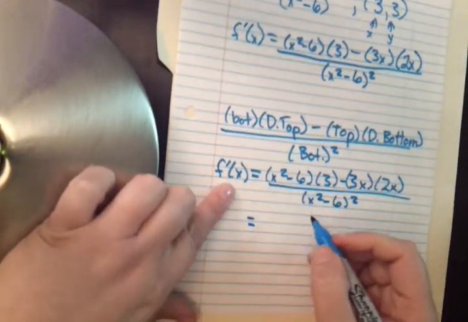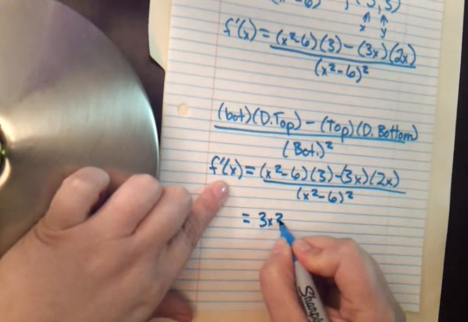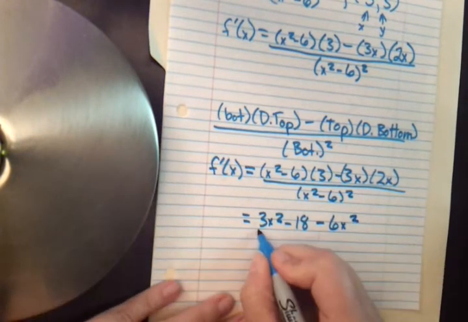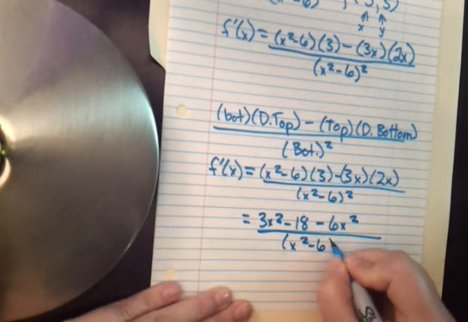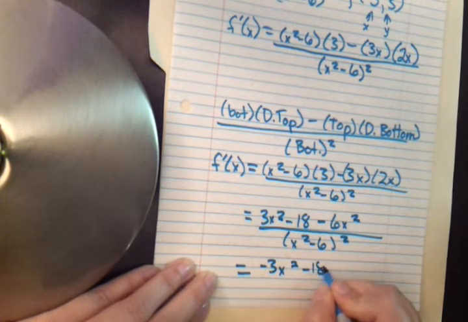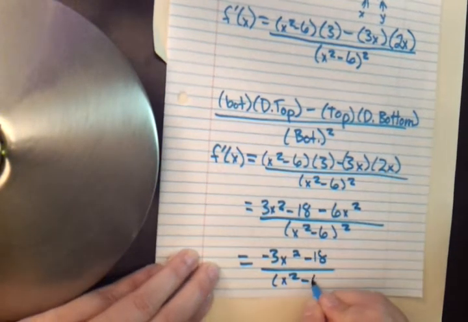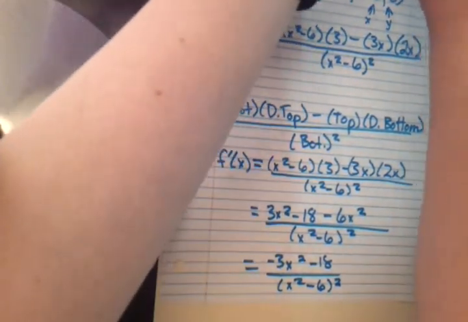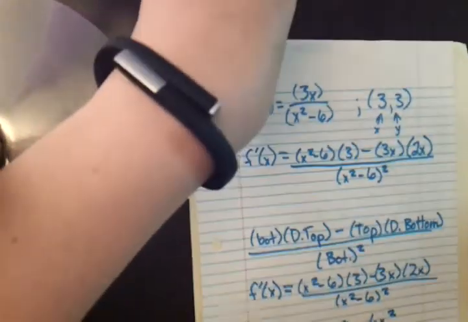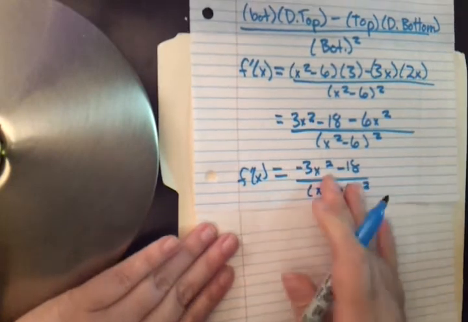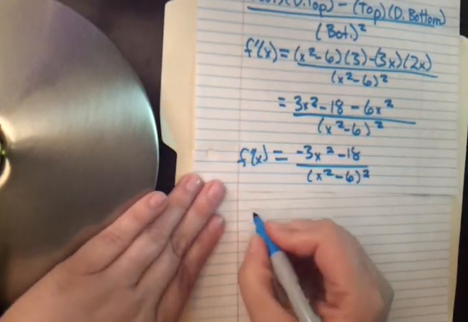That's going to give me 3x squared minus 18 minus 6x squared over (x squared minus 6) squared, and that is going to give me negative 3x squared minus 18 over (x squared minus 6) squared. Okay, you can actually see what I'm doing there. Now that we've got that, we need to plug in a 3 for our x's. So this was f prime of x, and now we need f prime of 3.